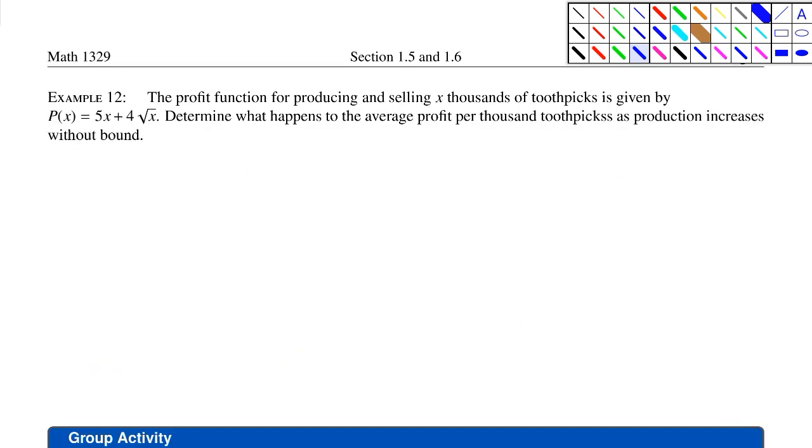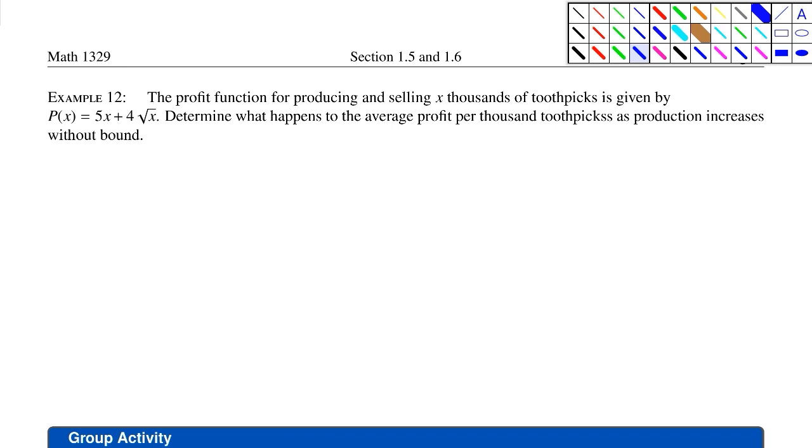Example 12. The profit function for producing and selling x thousands of toothpicks is given by p of x is equal to 5x plus 4 times the square root of x. Determine what happens to the average profit per 1,000 toothpicks as production increases without bound.